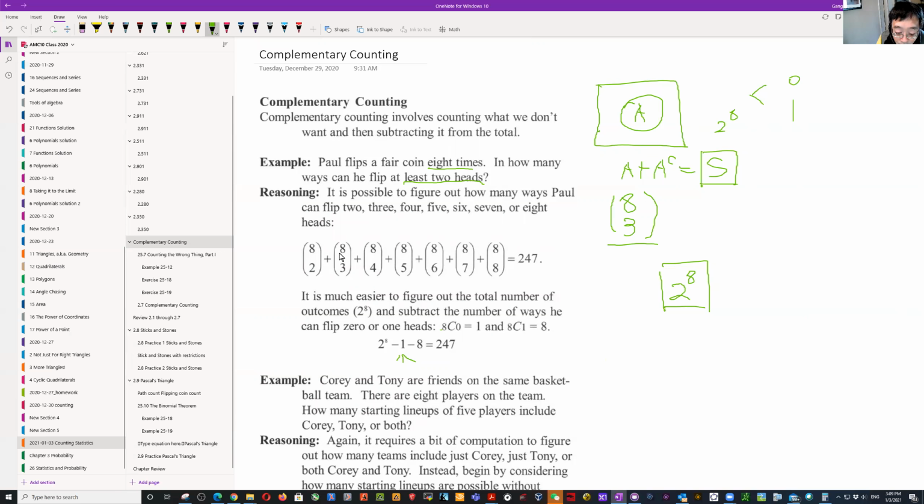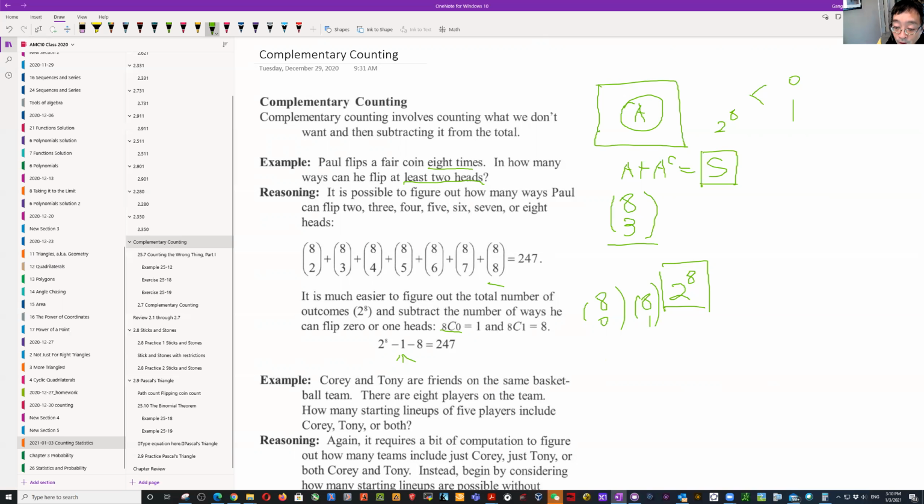And so it's C, 8 choose 0. You can also write it this way, especially if you write on a computer. This is actually the preferred way because it's much easier than this way. If you write on paper, you write this way. Then the way to have 1 head is just 8 choose 1. So 2 to the 8th minus 1 minus 8 will get you the at least 2 heads. That's complementary counting.